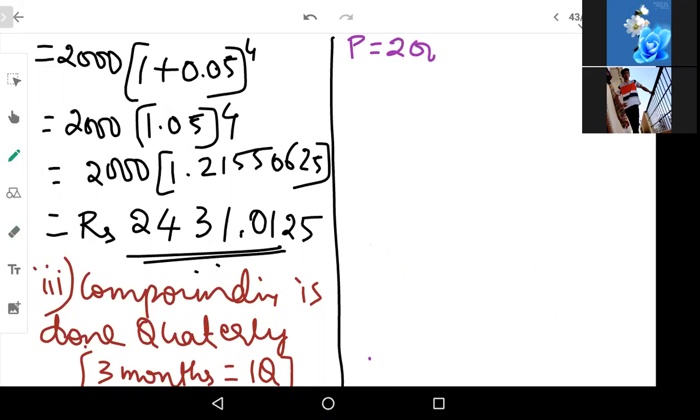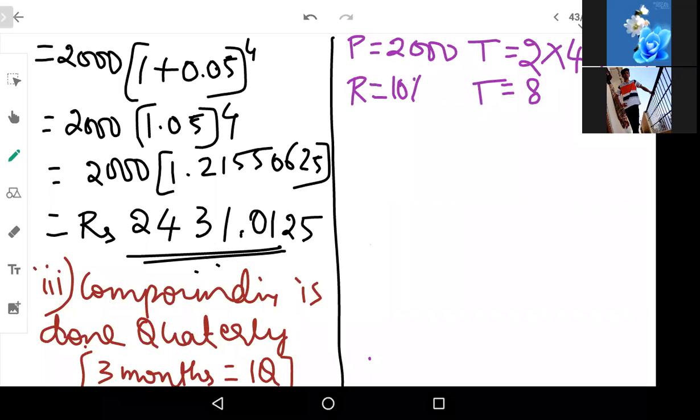Principal is 2000. Time is 2 years. Now, since we are calculating it every quarter, and I told you in 1 year you'll have 4 quarters, so multiply it by 4. 2 years into 4 quarters will give you time as 8. Okay, and rate of interest was 10%. Divide by 4 quarters. So what will be the percentage that you'll get? 2.5.